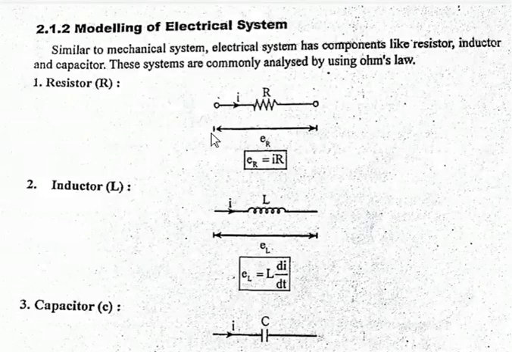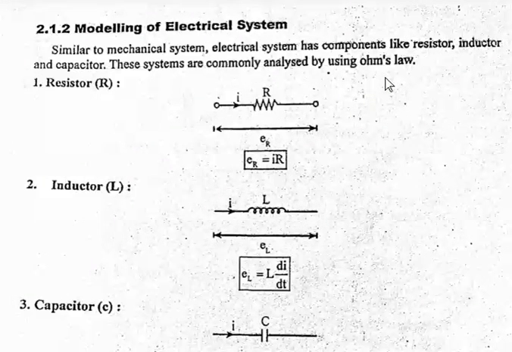So this is written as ER is equal to IR. ER is equal to IR. Ohm's law states that voltage is equal to I into R. So this is a multiplication. It is a mathematical expression. How do we get this mathematical expression? By using Ohm's law. Okay.